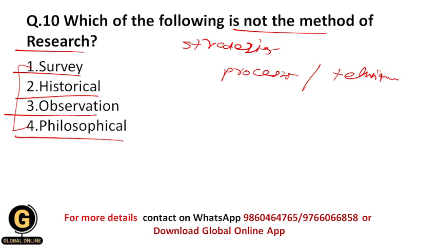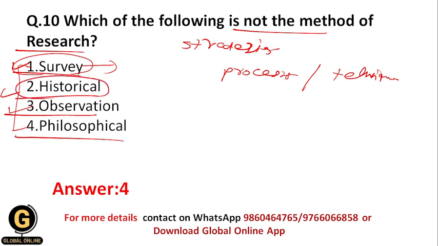Okay, and that's why whenever we see this concept of method of research, you will understand that survey is a method of research, historical is again a method of research, observation is again a method of research, but philosophical is not a method of research. That's why your correct answer should be 4, because within a survey we can ask questions to respondents and respondents give us the answers. Within the historical method of research, we can collect data from the past, through people in the past, and through pictures or videos which are recorded.